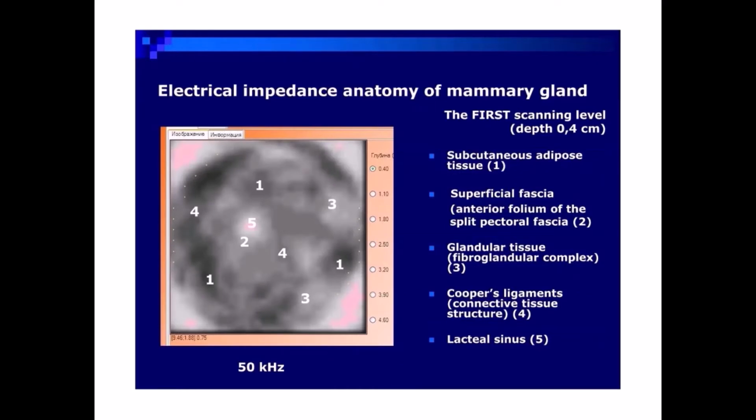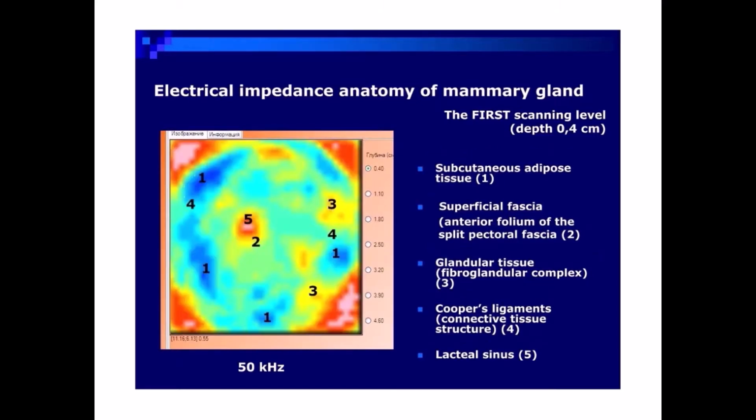Electrical impedance anatomy of the mammary gland. The first scanning level, depth 0.4 cm. Subcutaneous adipose tissue, 1. Superficial fascia, anterior folium of the split pectoral fascia, 2. Glandular tissue, fibroglandular complex, 3. Cooper's ligaments, connective tissue structure, 4. Lacteal sinus, 5.